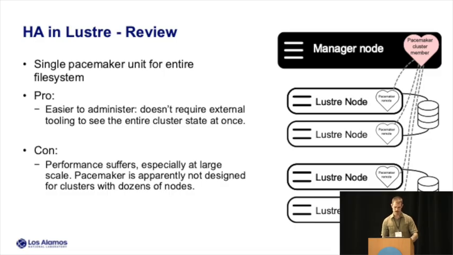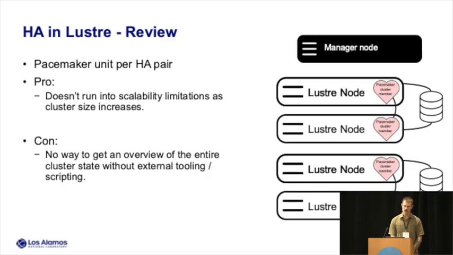Because of that, people often turn to this other architecture where every failover pair in the file system is basically its own cluster. So you don't run into those performance problems here because your clusters are tiny. They're only 2 nodes each. The unfortunate thing about this architecture is that you lose the ability to get an overall view of the entire file system state at once, at least within the Pacemaker framework. So you have to resort to writing scripts or layering additional tooling on top of your HA system if you want to manage the entire file system at once.